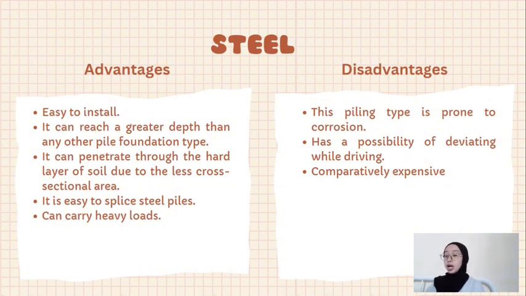So basically, the advantages and disadvantages of steel piles are as follows. The advantages of steel piles, firstly, are that they are easy to install. Second, they can reach greater depth compared to any other type of pile foundation, can penetrate through hard layers of soil due to less cross-sectional area, steel piles are easy to splice, and they can carry heavy loads. Meanwhile, the disadvantages of steel piles are that this piling is prone to corrosion, has a possibility of deviating while driving, and is comparatively expensive.